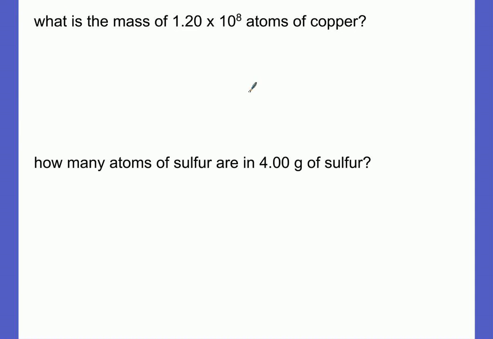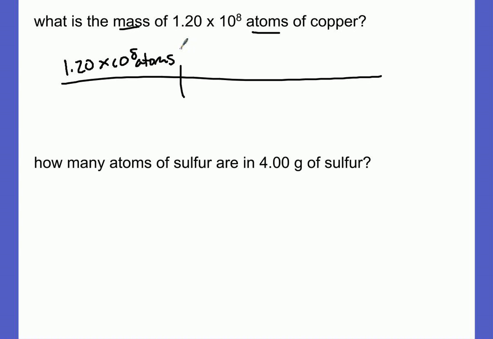Whereas these last two examples just go through the whole gamut, right? I can start with atoms and I could come up with a mass, but I can't relate those two things directly, right? I can change my atoms, my 1.20 times 10 to the 8th atoms, into moles first, because 1 mole happens to be 6.022 times 10 to the 23rd of anything. So in this case, I'm using an atoms label, but that's just because I was given atoms.